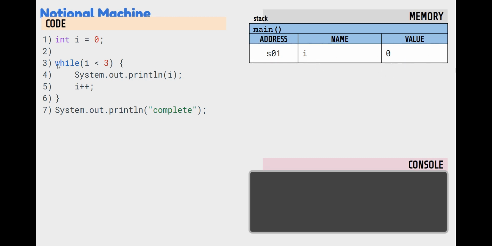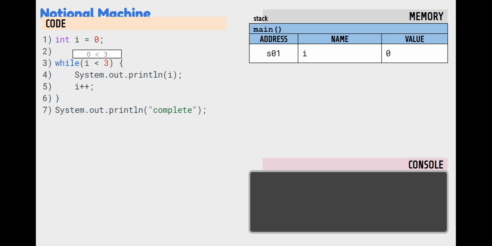On line 3, we have a new statement, a while statement. We are saying while I is less than 3. So inside those parentheses, we have a Boolean expression. I is currently 0. If we look in our stack memory, we're asking if 0 is less than 3. That Boolean expression will evaluate to true.